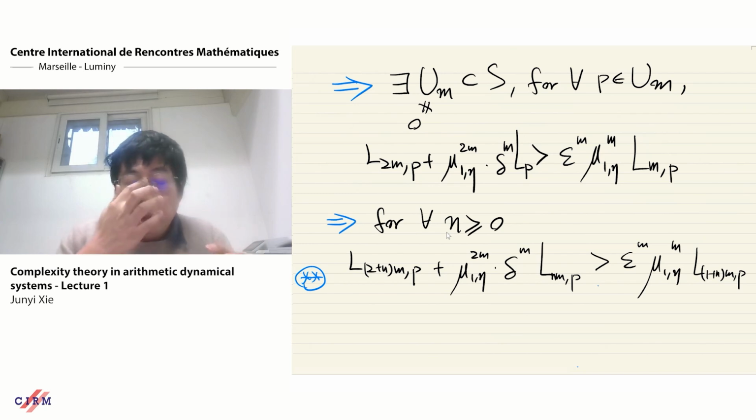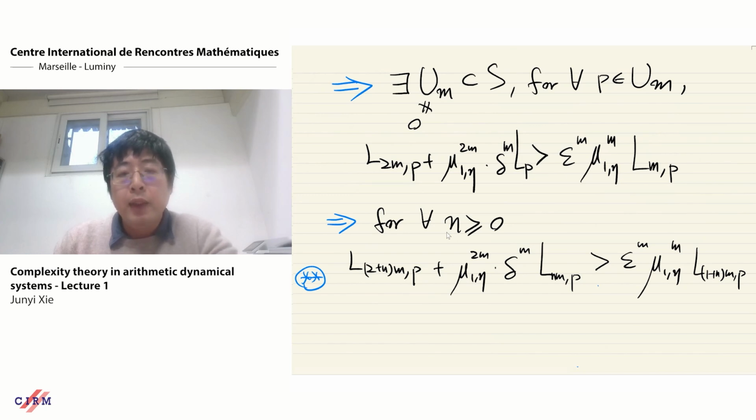So we fix this m, then we can find a non-empty Zariski open subset Um such that for every point p in this subset, the inequality still holds at this point p. So here you look at this inequality, L2mp plus mu1 eta 2m times delta m L mp larger than epsilon m mu1 eta m L mp.